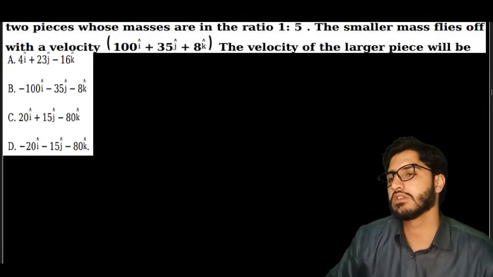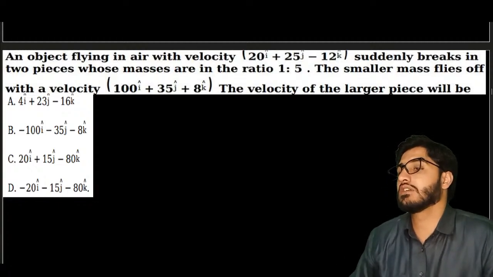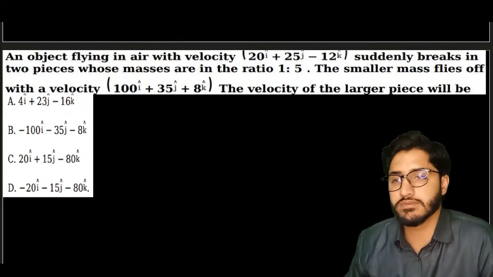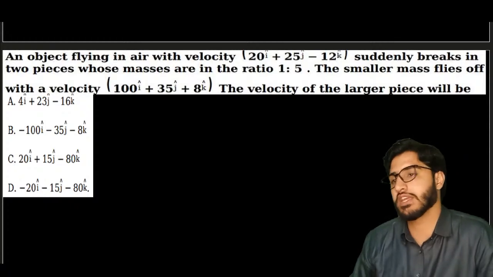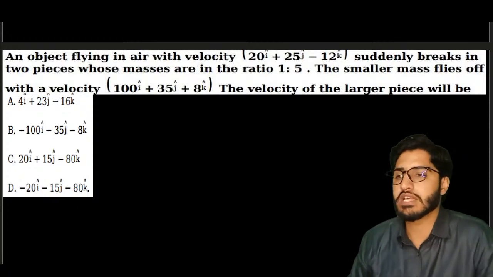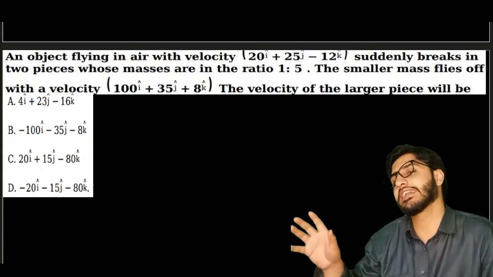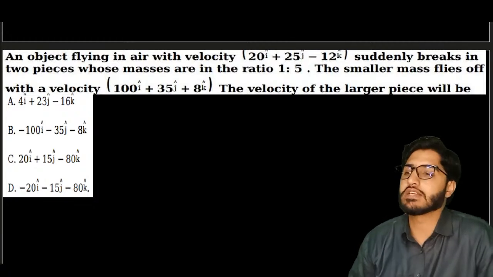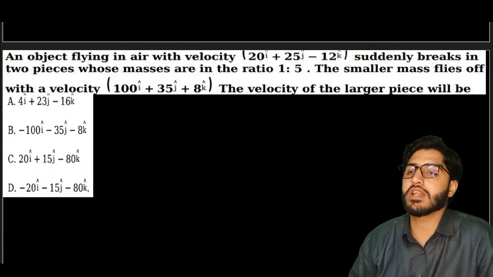Next numerical. Okay, it's a big numerical. A flying object, flying in the air with this velocity, suddenly breaks into two pieces whose masses are in the ratio of 1:5. That means the total mass of the system is 6, and it gets divided into 1:5. The smaller mass, that is 1, flies off with a velocity like this. The velocity of the larger piece will be?